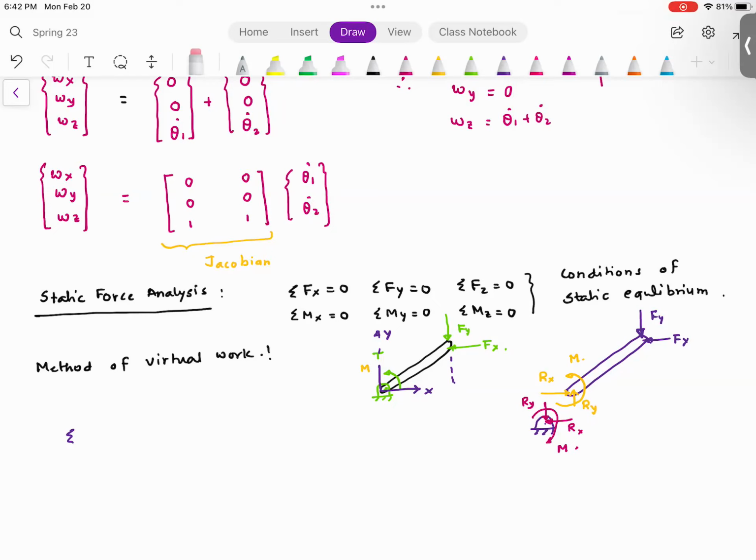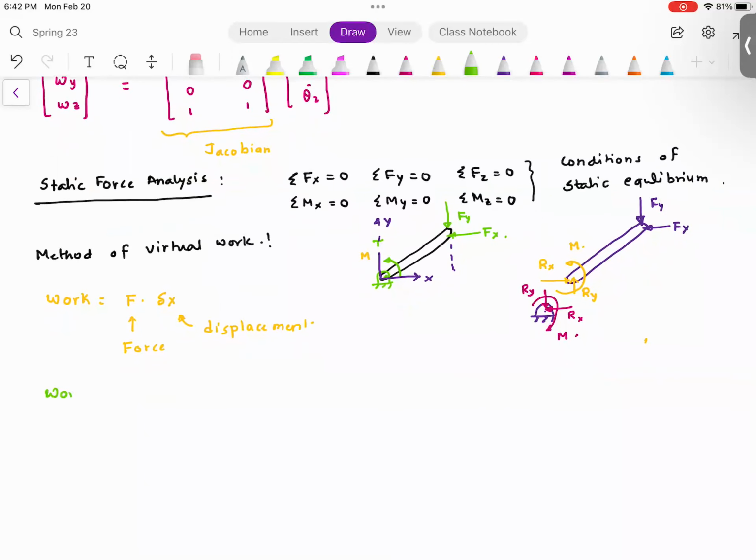The alternative way of doing this is work. Work is given as F times delta x, which is force multiplied by displacement. And the work is also given by torque or moment multiplied by delta theta. So since energy is neither created nor destroyed, I can equate the work due to translational forces to the work done due to rotational forces or torque, and I will have F transpose delta x is equal to tau transpose delta theta.